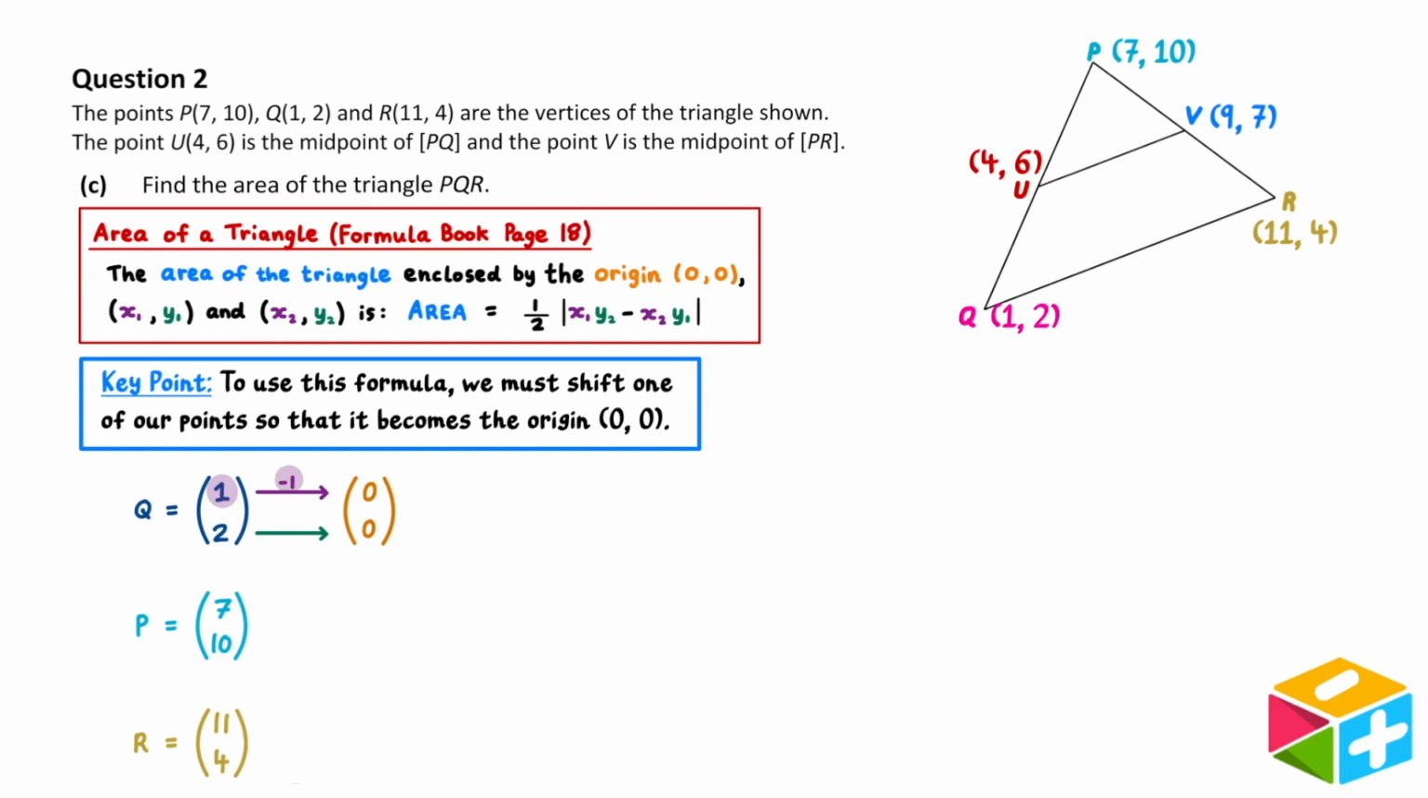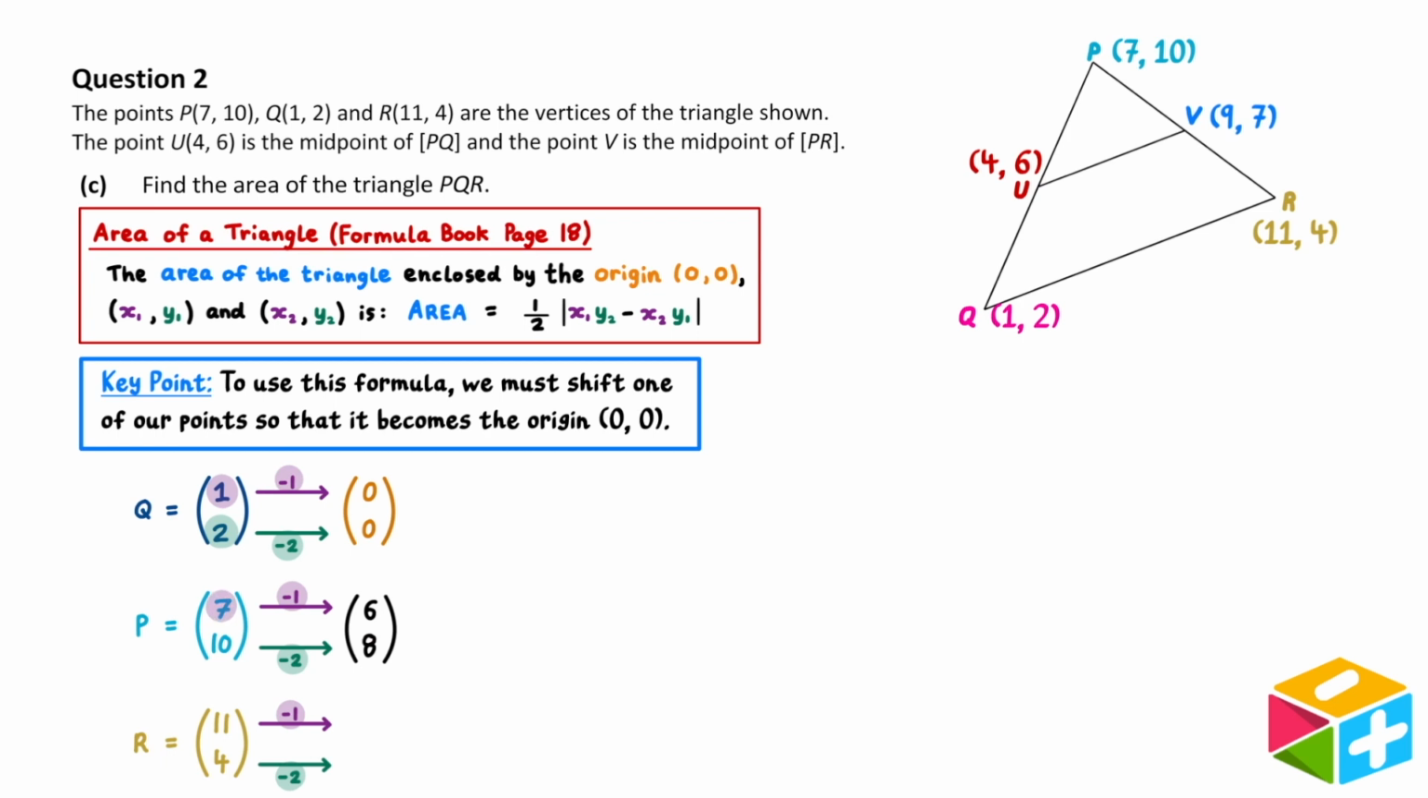The y-coordinate is 2, and to make this 0, we just need to subtract 2. So our translation is to subtract 1 from the x-coordinate and subtract 2 from the y-coordinate. We must apply the same translation to P and R.